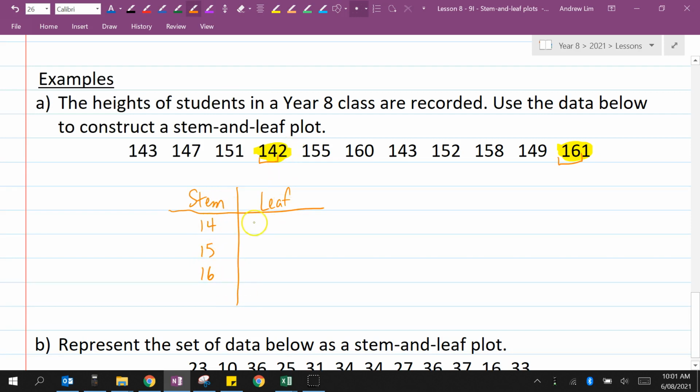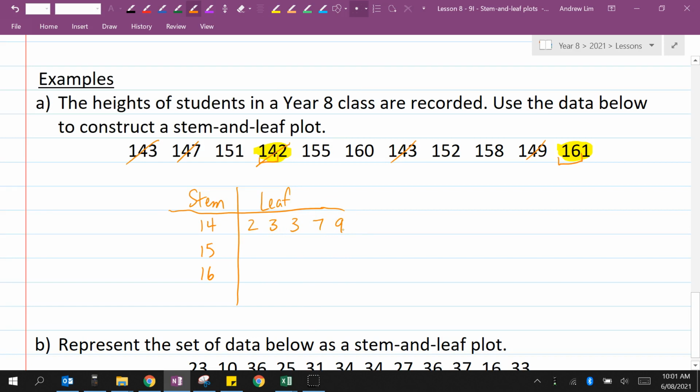And now my smallest is 142. So I'm just going to write my 2 there. What's the next smallest? I see a 143, so I'm going to write a 3. I see another 143, so I'll write a 3. I see a 147 and a 149. Those are my numbers for the 140s. And you will notice that I put these in order, right? 2, 3, 3, 7, and 9 in increasing order.